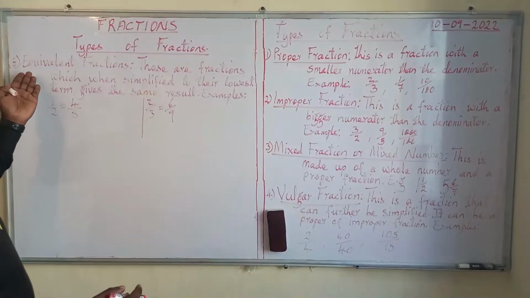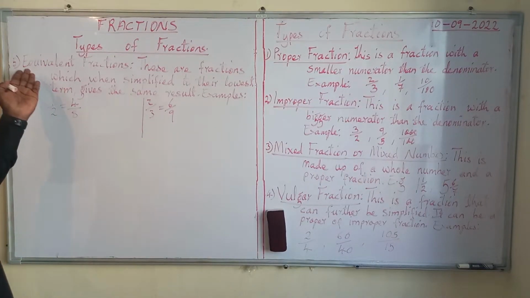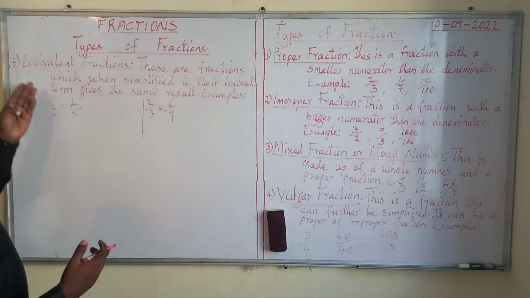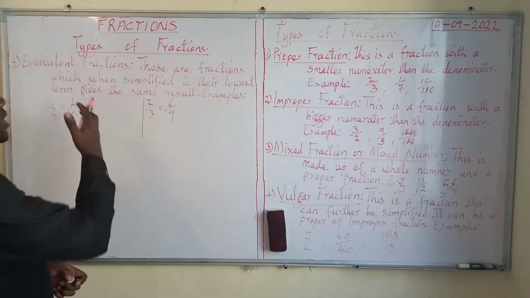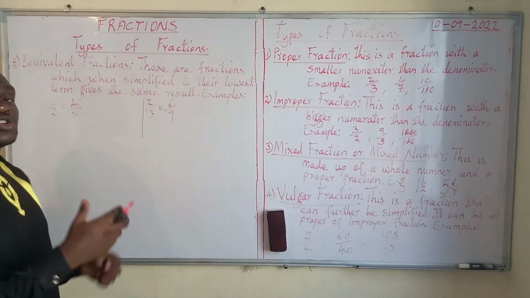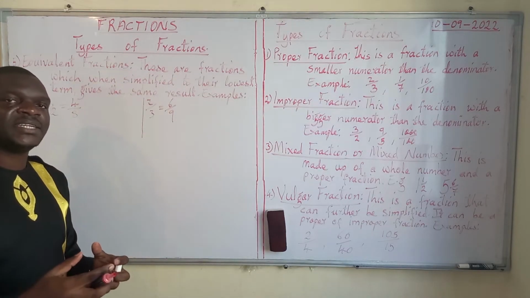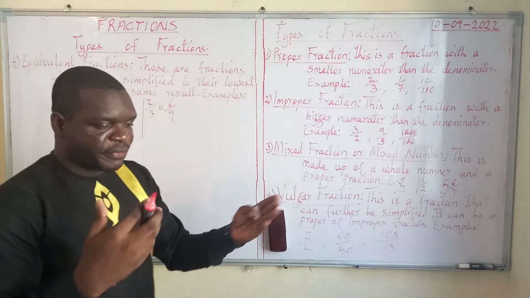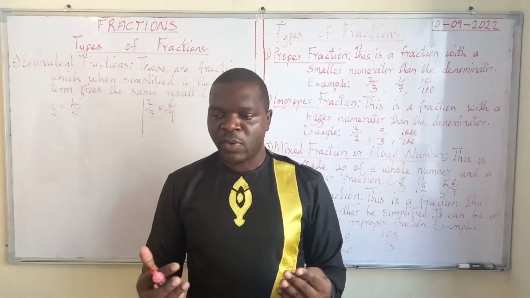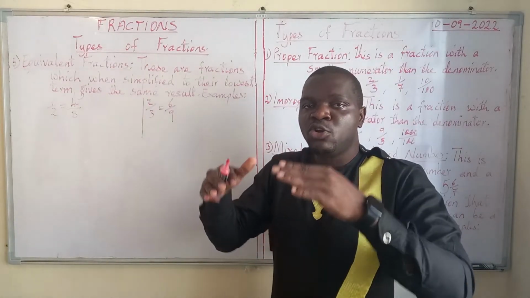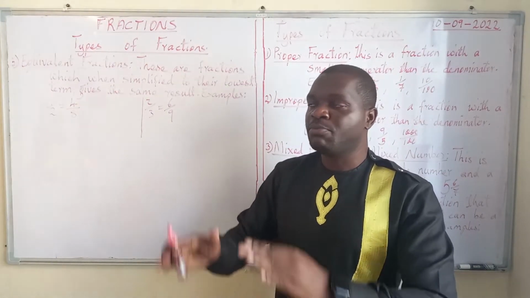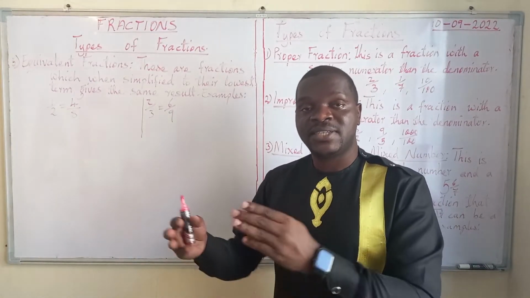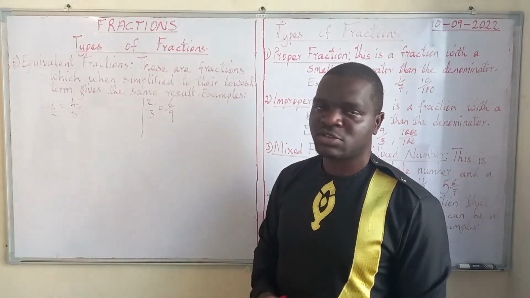Now number 5, which of course is the last type of fraction we are going to look at today, is equivalent fractions. Equivalent fractions are fractions which, when simplified, the result are the same. So we have two fractions, and when you simplify these fractions to the lowest term, which means when you break them down to the lowest term, they are equal. They have the same result. Let's look at some examples.